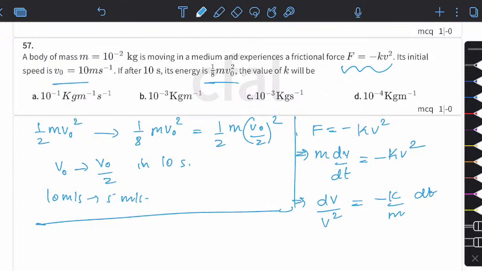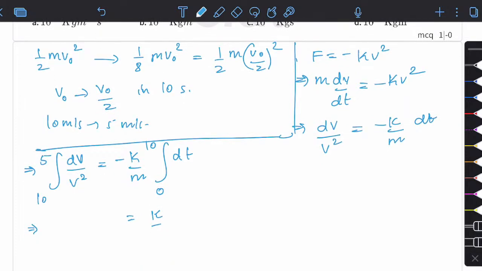Now we will integrate both sides. Integral dv by v squared. Now velocity goes from 10 to 5, and on the right side k and m are constants. Minus k by m integral dt. t goes from 0 to 10. This is given in 10 seconds. So if you do this integral, you can try it yourself, but what you will get is k by m on the right side times 10, and on the left side you get 1 by 5 minus 1 by 10. You can actually do it quickly, but if you can't, try it at home later.